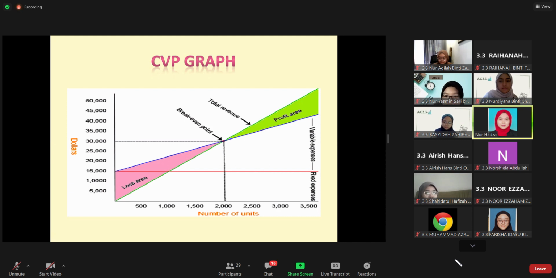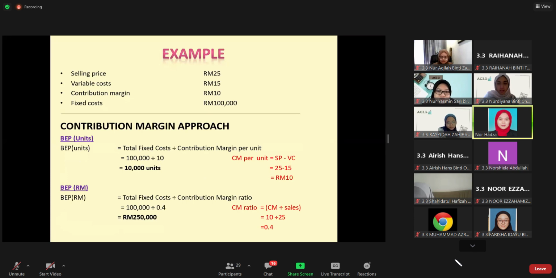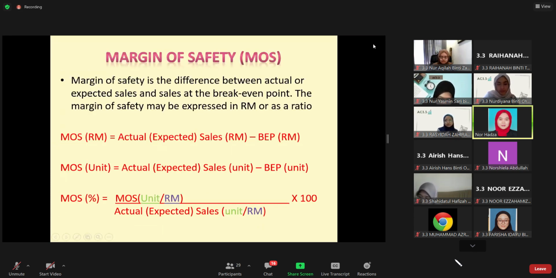In order to get a profit, the company needs to sell more than 2,000 units. If the company sells less than 2,000 units, the company will suffer a loss. So this is the loss area and this is the profit area. This is if we are using a graph to determine the break-even point. There are two more graphs to get the break-even point. I'll show you later.